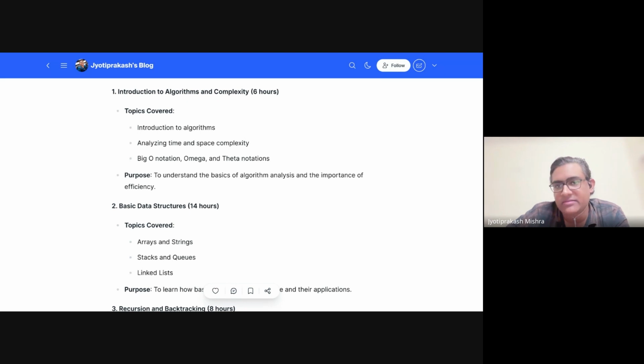Don't make that mistake. You will not get any job that way, right? Don't memorize anything from LeetCode. Understand, practice, and then go.